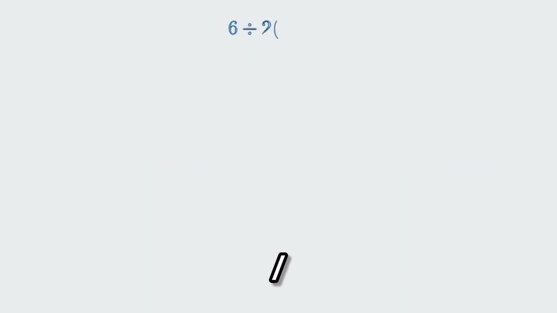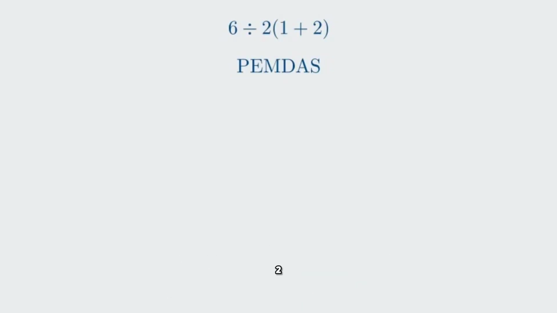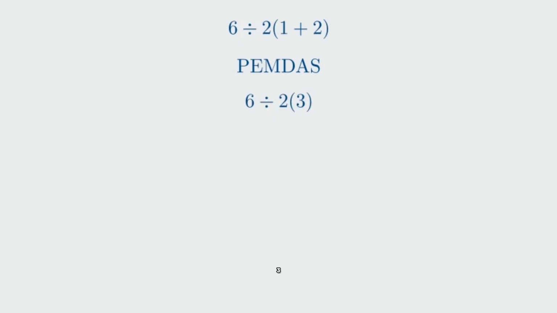We have 6 divided by 2 times the quantity 1 plus 2. Let's list PEMDAS on the side to help us keep track of our steps. Step 1 is P for parentheses. The parentheses in our problem contain 1 plus 2. 1 plus 2 equals 3, so we replace the parentheses with the number 3. What does this new expression mean? 2 next to 3 is a shortcut for 2 times 3. So the problem is actually 6 divided by 2 times 3. Let's rewrite it explicitly to avoid any confusion. 6 divided by 2 times 3.